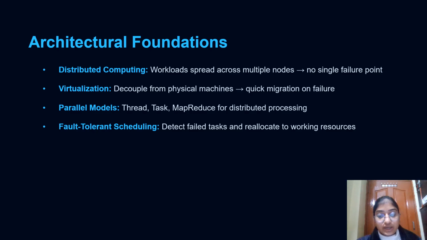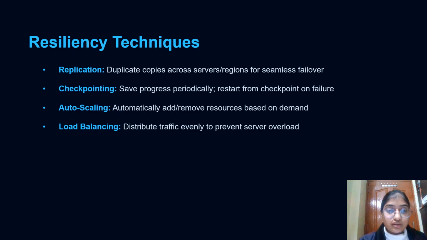In parallel and concurrency models, thread programming runs multiple threads. Task programming splits workload, and MapReduce processes data in parallel chunks. In fault tolerance, a failed task is automatically reassigned. Means if some tasks fail, then they will be automatically reassigned.